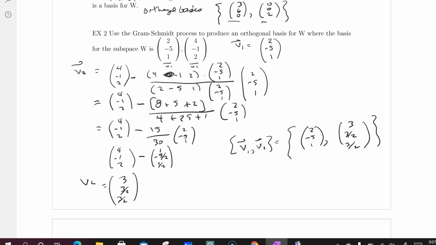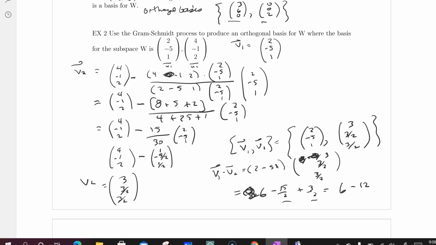So we could go through and check it just to make sure. I want you to see that this is true. So (2, -5, 1) dotted with (3, 3/2, 3/2), right? This gives me 6, and -5 times 3/2 gives me -15/2, and this is a 1 times a 3/2, so I get a positive 3/2. Is that really true? Let's see, these two join together to give me a -12/2. Oh, look at that, it is 0.